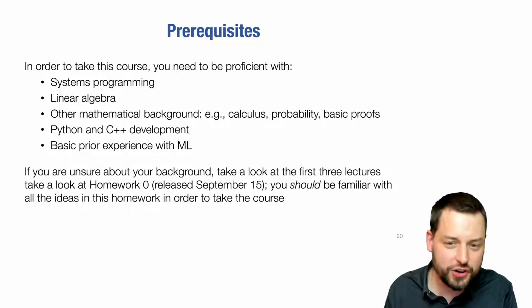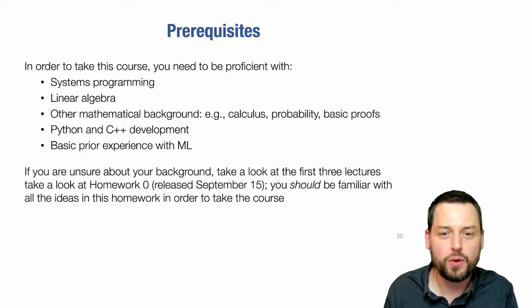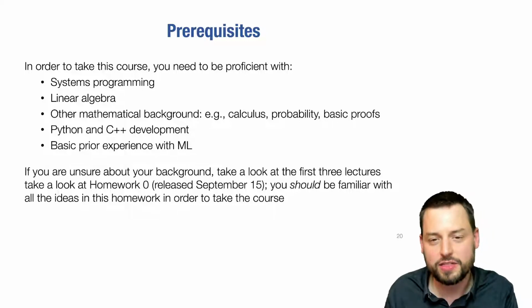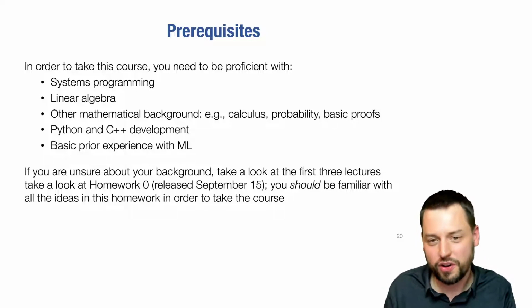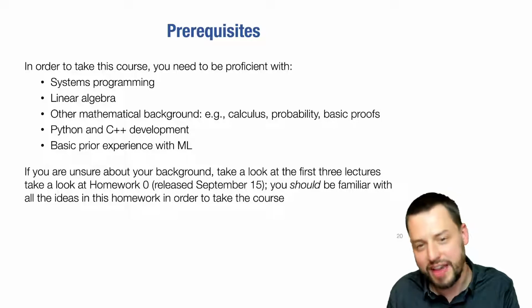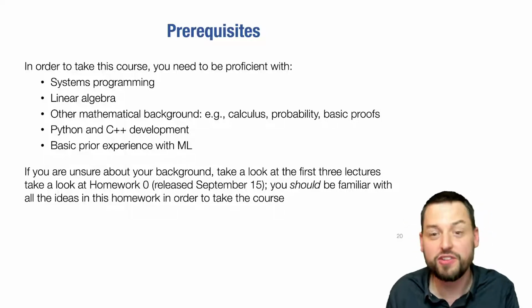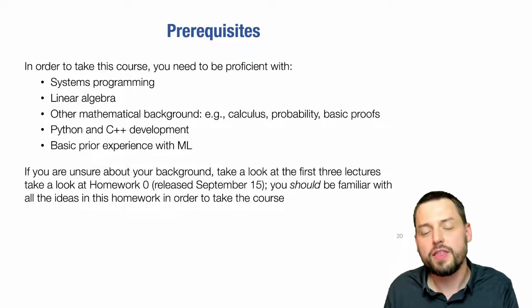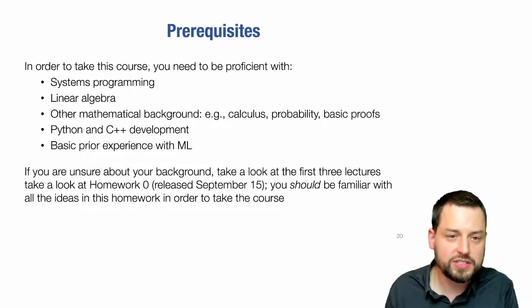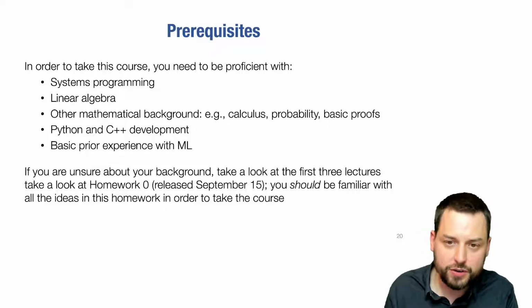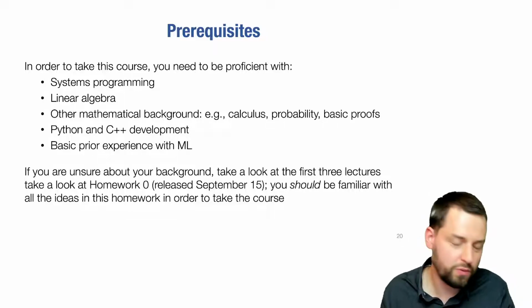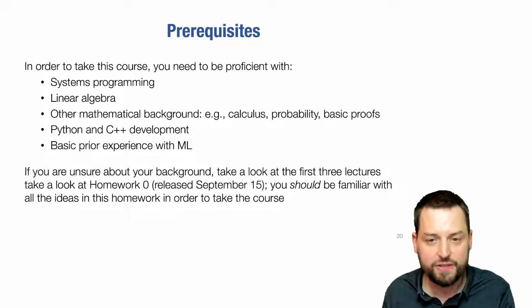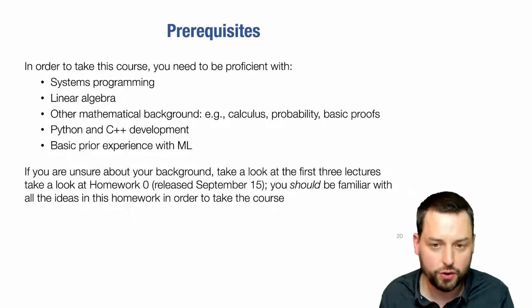So if you are unsure about your background, then what I would say is take a look at the first 3 lectures. I guess not including this one, the next 3. And look at Homework 0, which is going to be released 2 days after we officially start the class. This Homework 0 is essentially meant to be a refresher on some basic ideas of traditional ways of writing things. You will implement softmax regression and a simple 2-layer neural network.